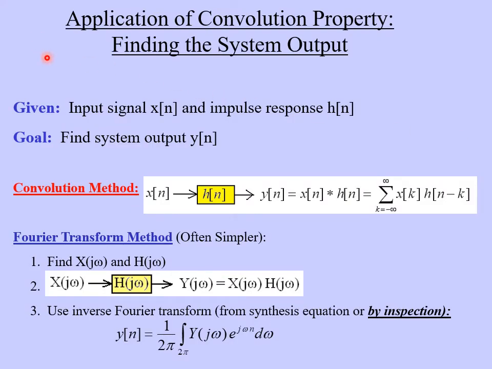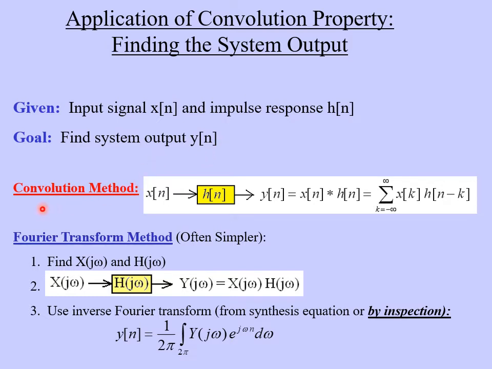So the idea here is that suppose we're given a system and we're given its input signal or sequence x[n] and the impulse response h[n]. Our goal is to find the system output. All we know is what goes in, and we have to know the impulse response of the system, and we can find the output.